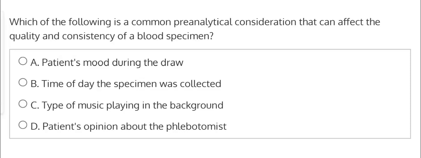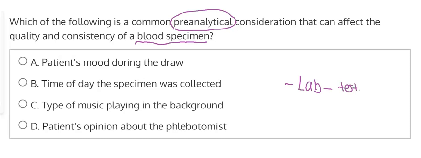Which of the following is a common pre-analytical consideration that could affect the quality and consistency of a blood specimen? So remember, the pre-analytical consideration is anything that occurs prior to the lab. So when we have our lab and they're testing the results, this is considered your analytical part of the process.